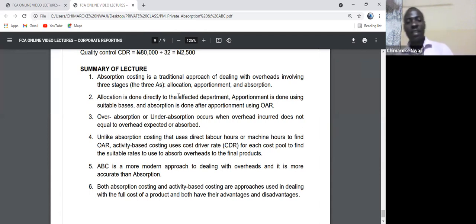So that is the stuff that we are going to do today. We have come to the end of our absorption costing and ABC. Our next class, we are going to be looking at absorption costing and marginal costing. That's another interesting topic we are going to learn, and we are going to see how marginal costing comes to play as the focal costs when we are doing performance management.